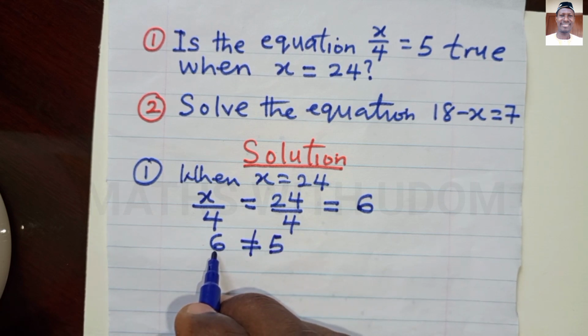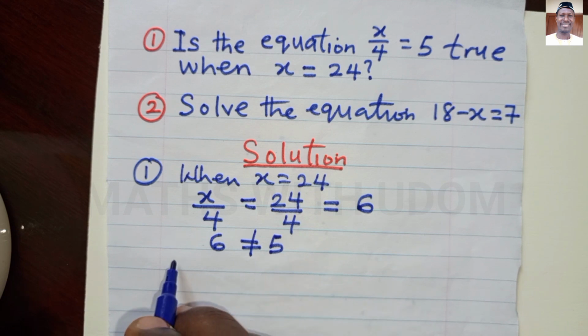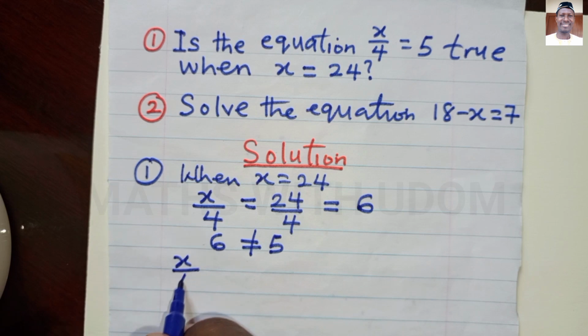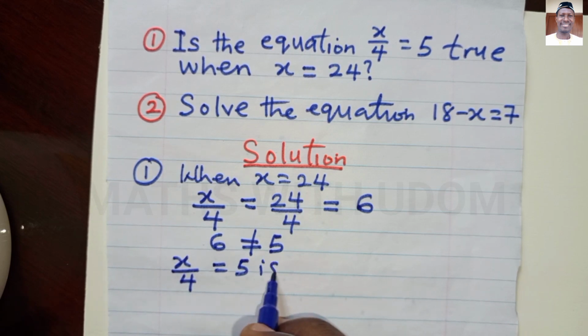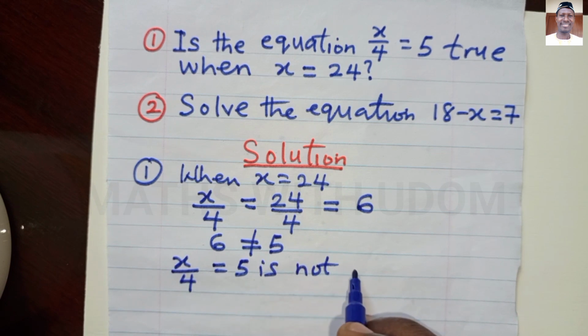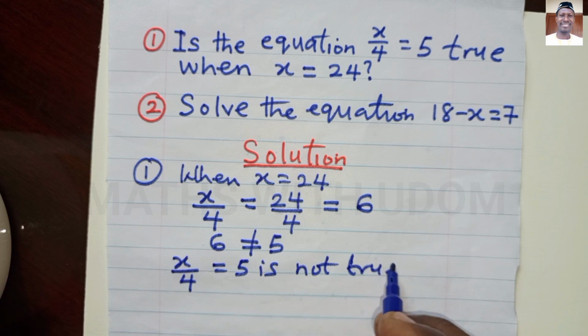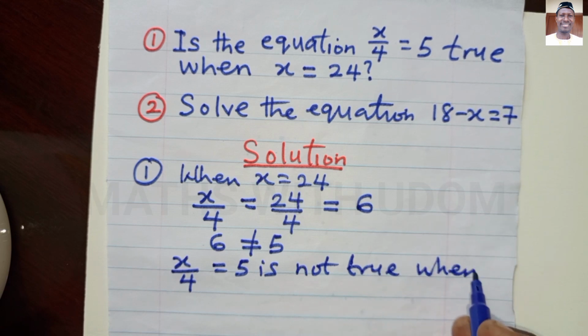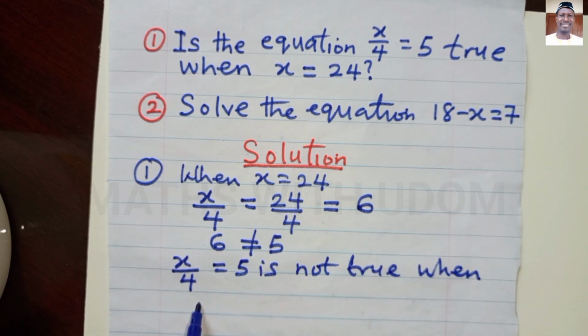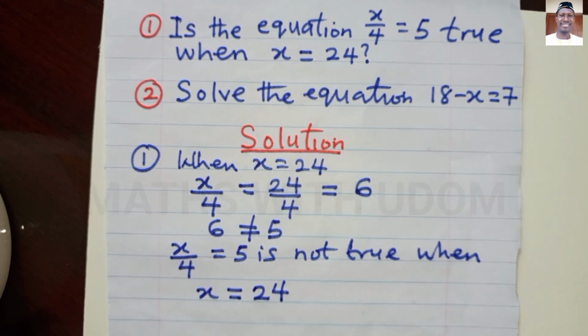Since the left-hand side is not equal to the right-hand side, then x divided by 4 equals 5 is not true when x is equal to 24. So that's the end of the first question. Now for question 2.